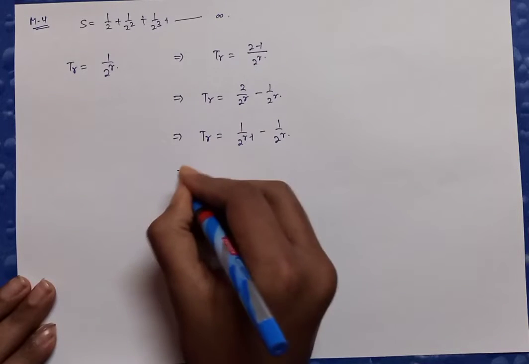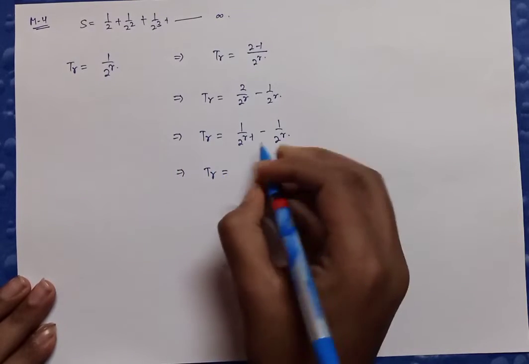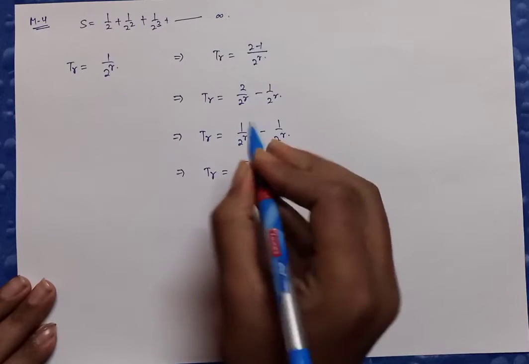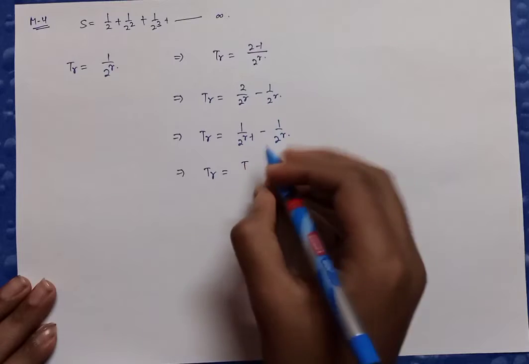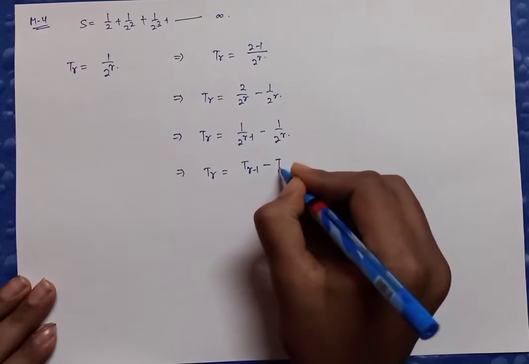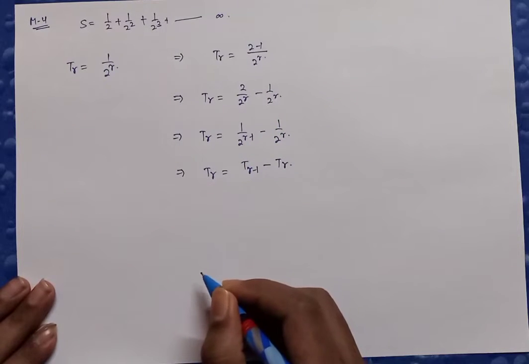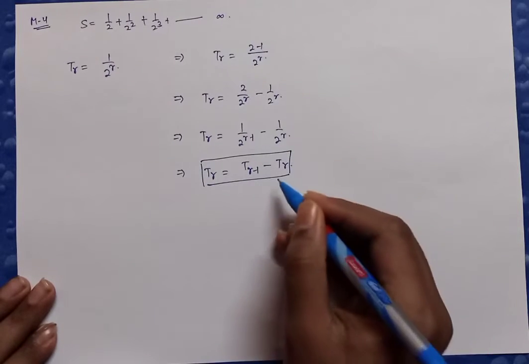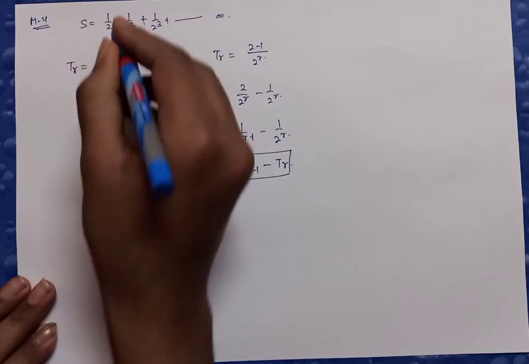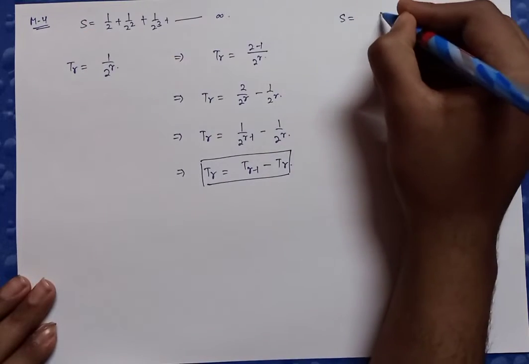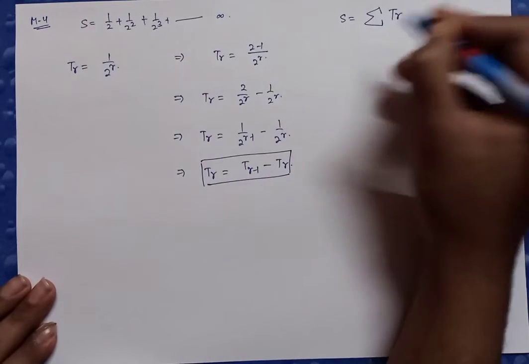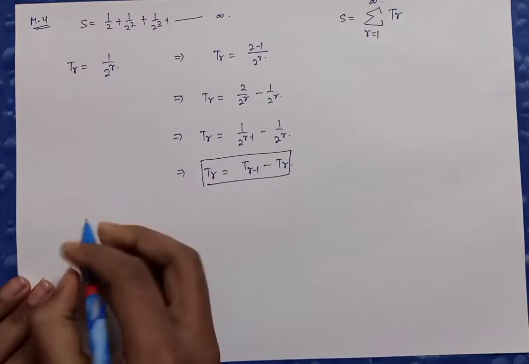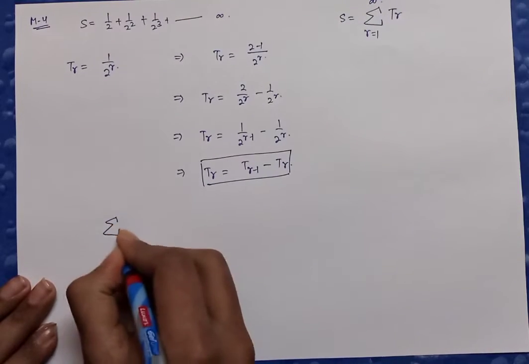So what I got is that the general term T_r can be written in recurrence relation type as T_r equals T_(r-1) minus T_r. So this is the equation we got. Now S is nothing but summation of T_r where r runs from 1 to infinity. So let's take summation on both sides.